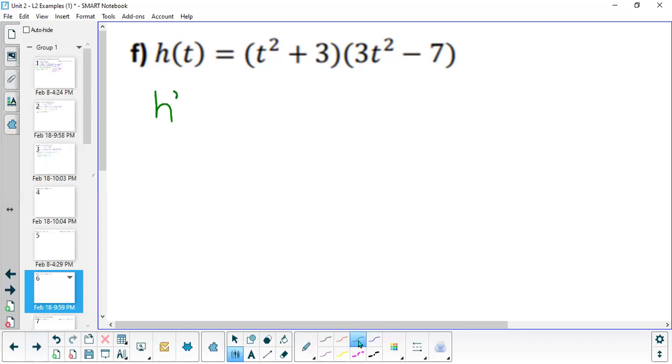So h prime of t. I want to be very careful because now I'm dealing with powers of 2. And if I actually multiply the powers of 2, I know that gives me t to the power of 4. So I'm expecting my derivative to be 1 less than that, which would be a cubic function. You always want to remind yourself of that before you start, so you know what your end game is.